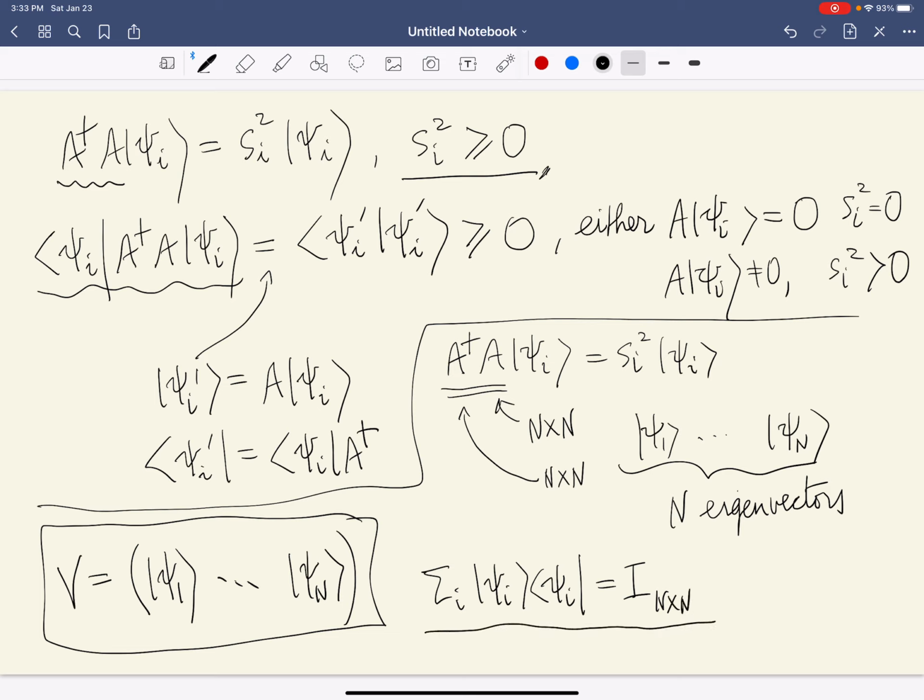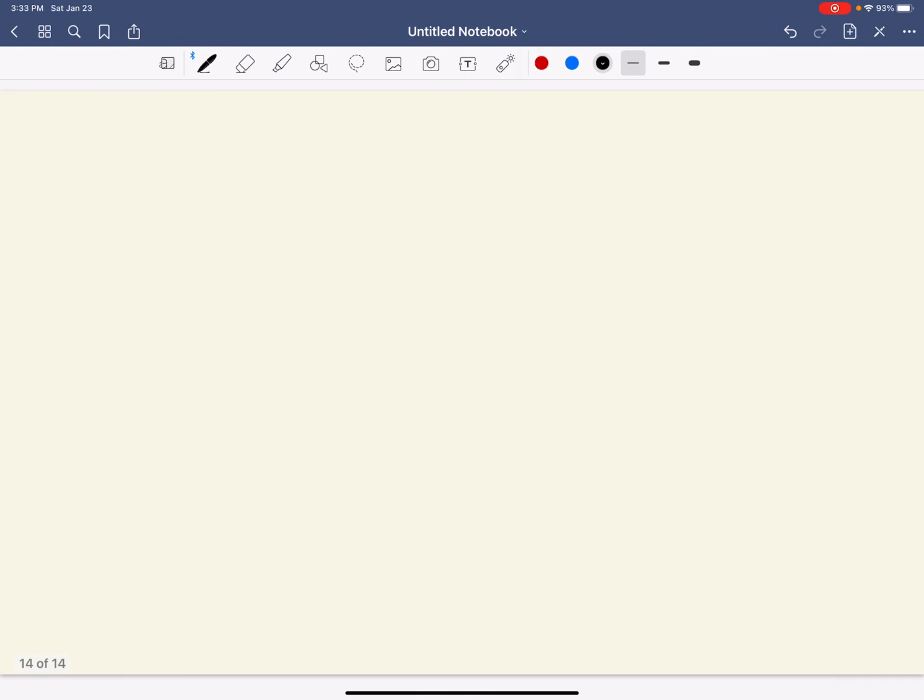Okay, so we talked about this before in the context of diagonalizing a Hamiltonian, but here the role of the Hamiltonian matrix is being played by A dagger A. Okay, so what do we do next?